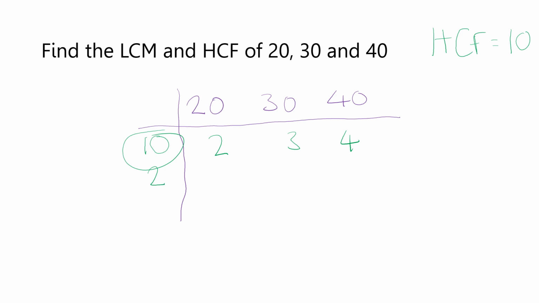Now I just have to be aware that's not part of the highest common factor of the three numbers, because 2 doesn't go into this 3. So I've already got my HCF, I've banked that, and then I'm just going to carry on taking out factors. So that divides by 2, that I'm going to leave as it is, and that divides by 2.